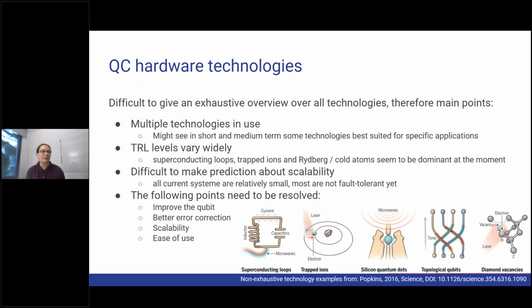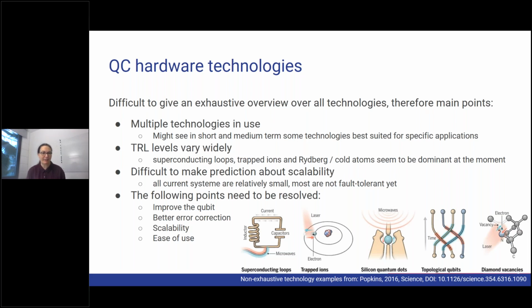However, there are multiple technologies in use. There are technologies which can give you a universal quantum computer, and there are also things which are much more specialized. And in the rest of the presentation, very often we are referring to the universal quantum computers, but that's another thing you have to keep in mind. And yeah, things are quite complex here, really.